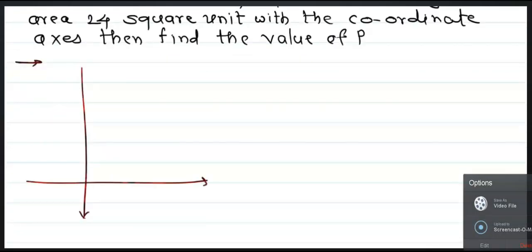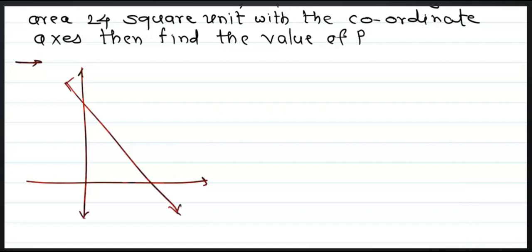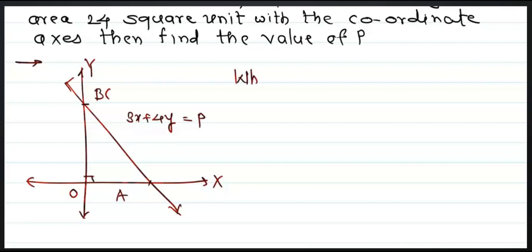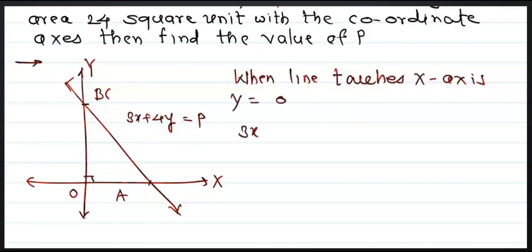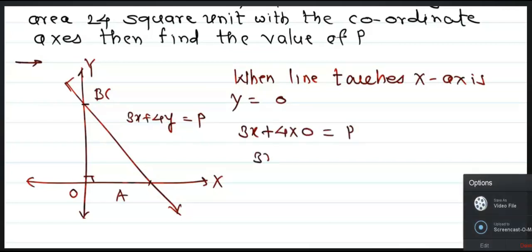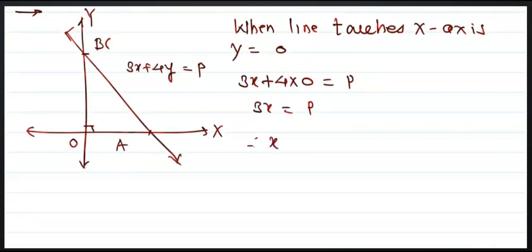Now see this here, the actual picture. 3x plus 4y is equal to p. When the line touches the x-axis, its y coordinate is 0. Therefore, 3x plus 4 into 0 is equal to p. Therefore, x is equal to p upon 3.